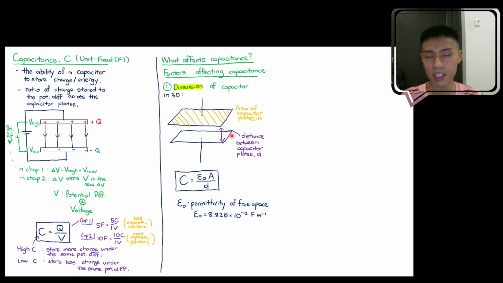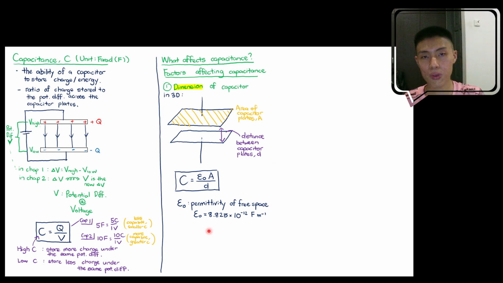If you pull apart the plates, the electric field formed is weaker, so it's not able to hold that much energy, so it's less capable of storing energy. So that's why the C will get smaller if you increase D. Okay, so I think this explains the first factor, which is just the dimension of the capacitor.